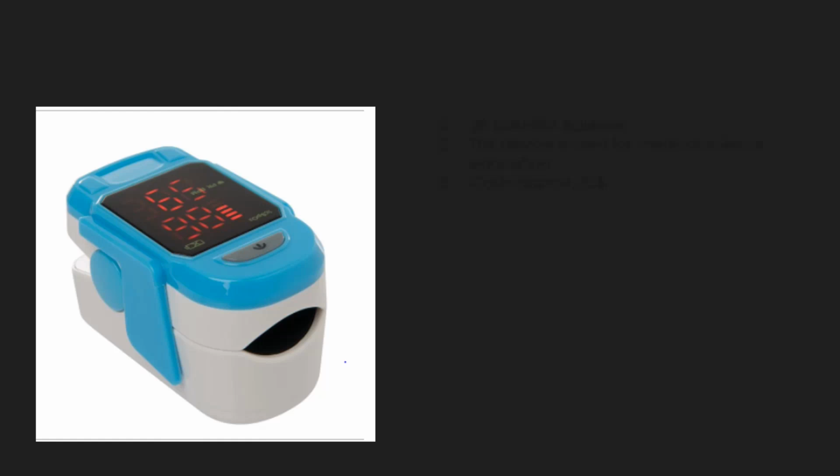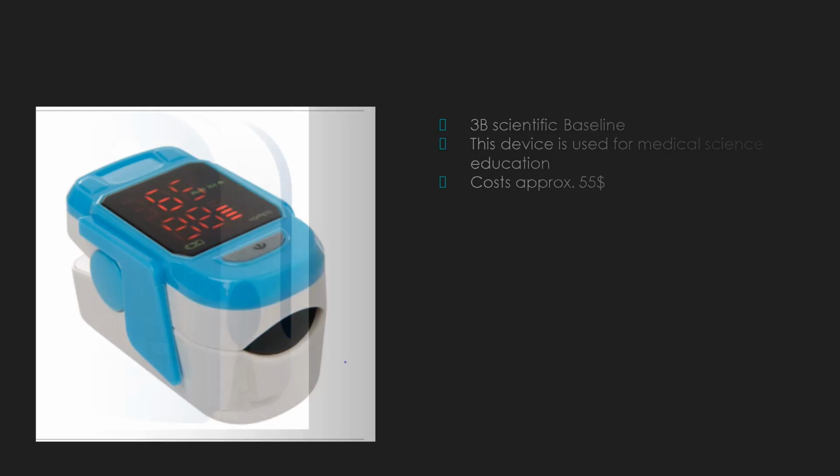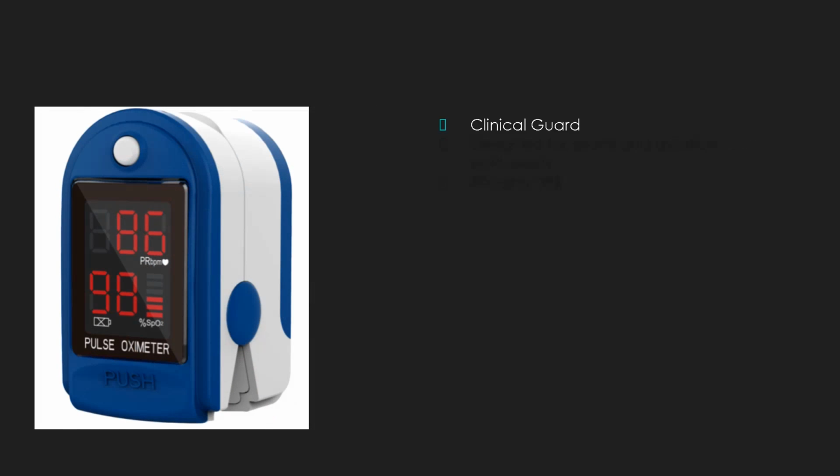This model is the 3B Scientific Baseline Pulse Ox. This device is used for medical science education. It is $55. It is the most expensive pulse oximeter that we purchased. This is the Clinical Guard device and is designed specifically for sports and aviation enthusiasts. It is about $38 and was the third most expensive pulse ox that we purchased.